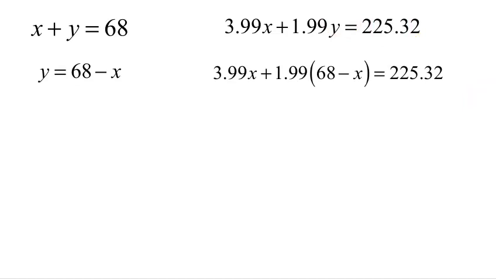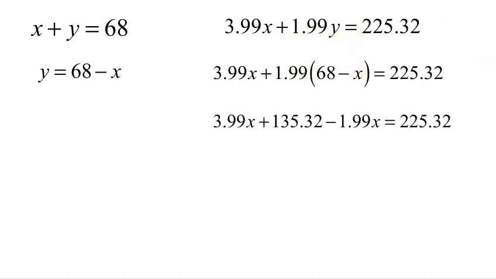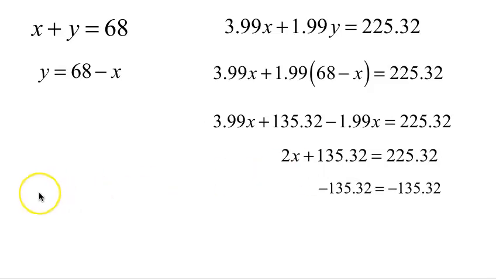So 399x, and then distribute 199 times 68 minus 199 times x. 199 times 68 is a total of 135.32, as you can see. So now 399x minus 199x is just 2x. So on the left side, 2x plus $135.32 equals $225.32. Subtract $135.32 from both sides.